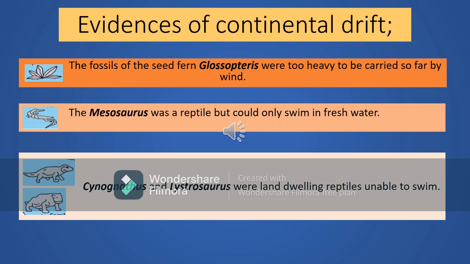Another evidence is the Mesosaurus, a reptile that could only swim in fresh water. The Cynognathus and Lystrosaurus were both land-dwelling reptiles. They are not able to swim.